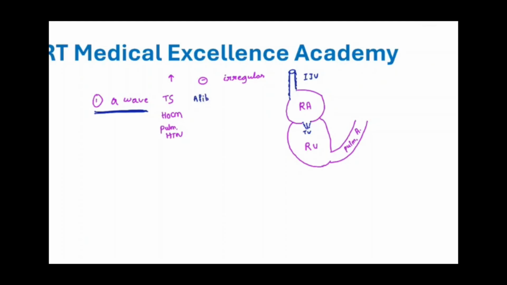So in AFib, the atria is contracting a lot, because the generated impulses in AFib will be somewhere between 300 to 600 per minute. And that is why there is a lot of uncoordinated atrial contraction. So instead of the coordinated A wave, you see a lot of fibrillatory waves. That fibrillatory F wave is seen in AFib. So the mnemonic is very simple: in AFib, there is no A, only F, fibrillatory waves are seen. So this was A wave absence.